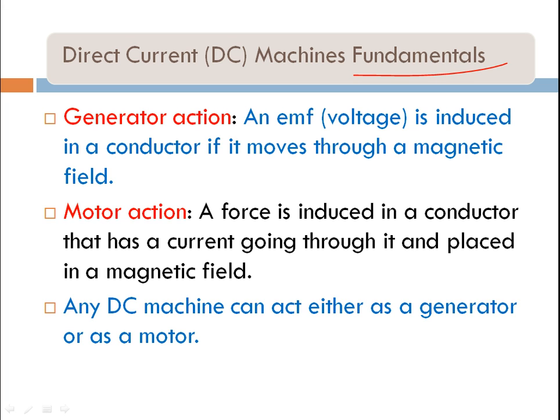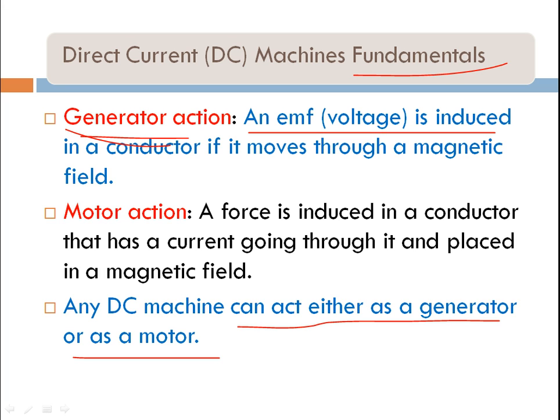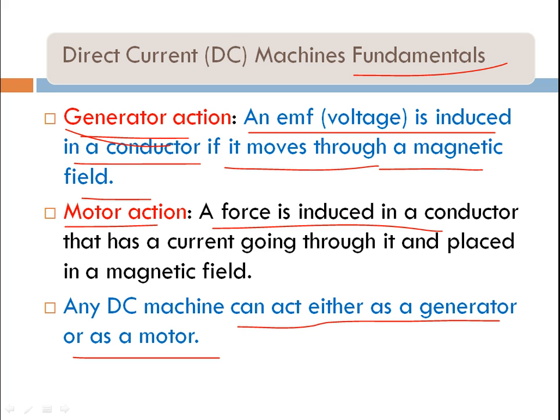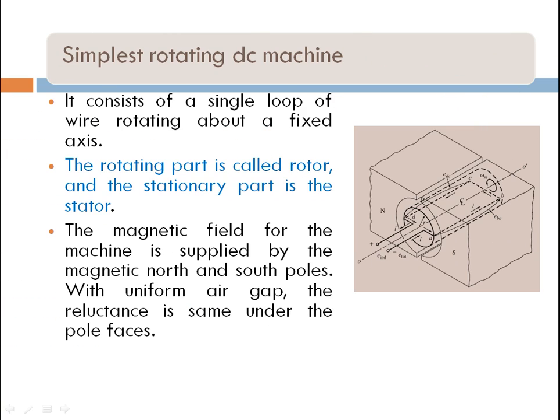If I talk about the fundamentals, a DC machine can act either as a generator or as a motor. There is no difference as a DC machine, but the working principle and the input and output will be different. For a generator, an EMF is induced in a conductor if it moves through a magnetic field. For a motor, a force is induced in a conductor that has a current going through it and is placed in a magnetic field.